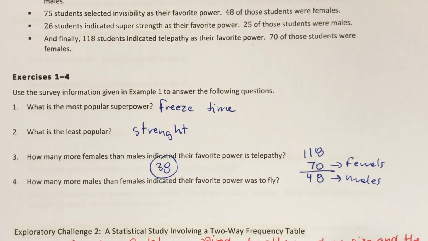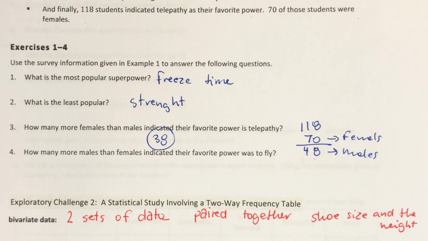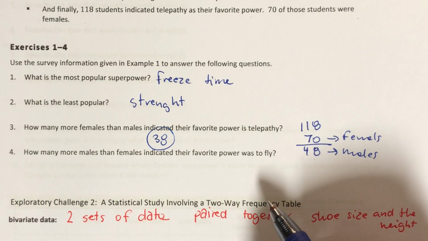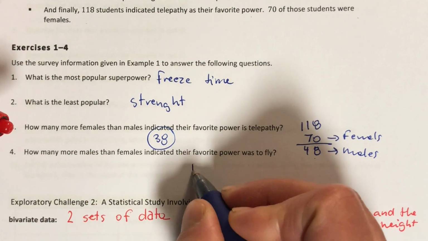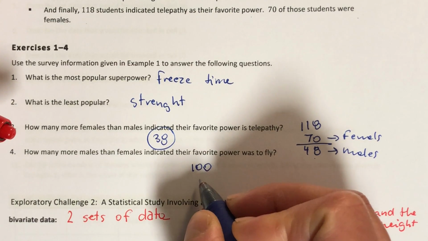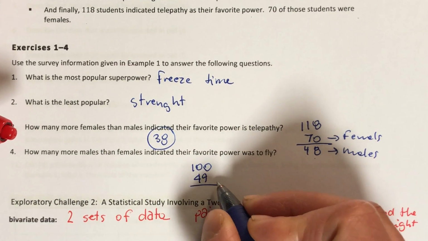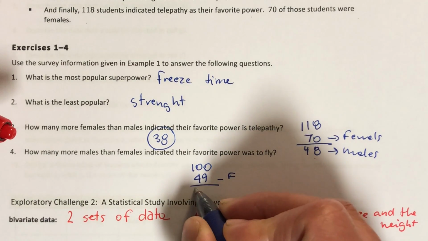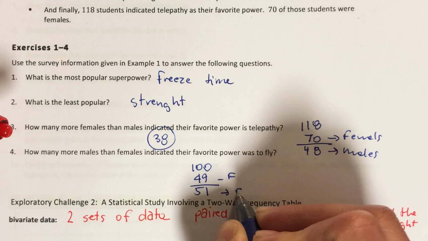How many more males than females indicated their favorite power as the power to fly? Well, with the power to fly, we have right in here that was a total of 100, and 49 of those were females. The difference is 51. So that's 51 males.